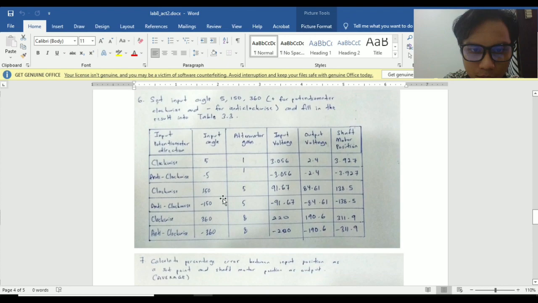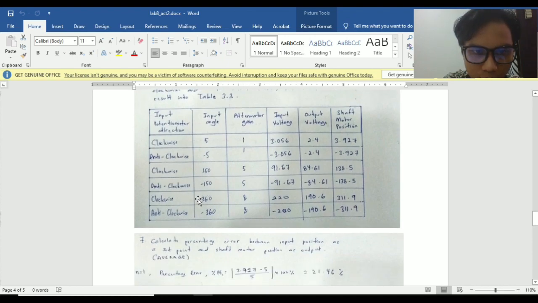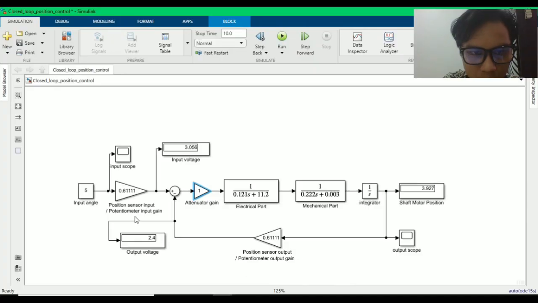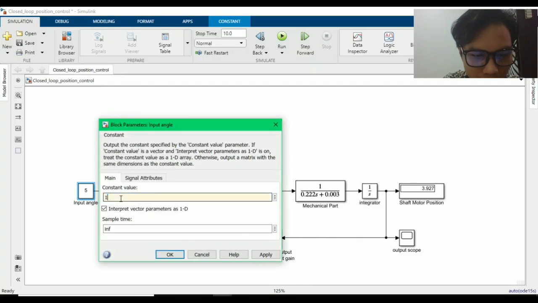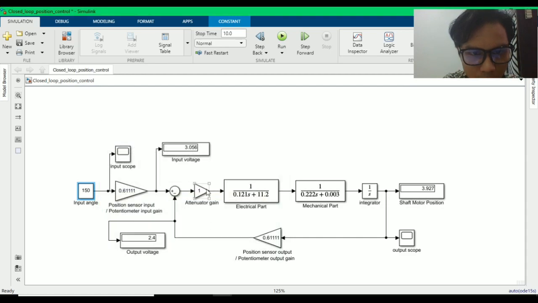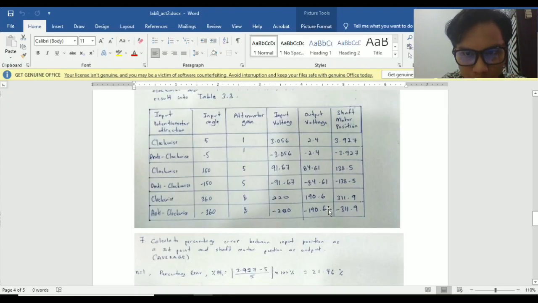So same as before. For the clockwise, 150 and 5 in here. Okay, 150 and again 5. So we run, we got 91.67 for input voltage and 138.5 for shaft motor position and output voltage is 4.61. So it's the same as the result. And also for the negative, we already put the negative also.